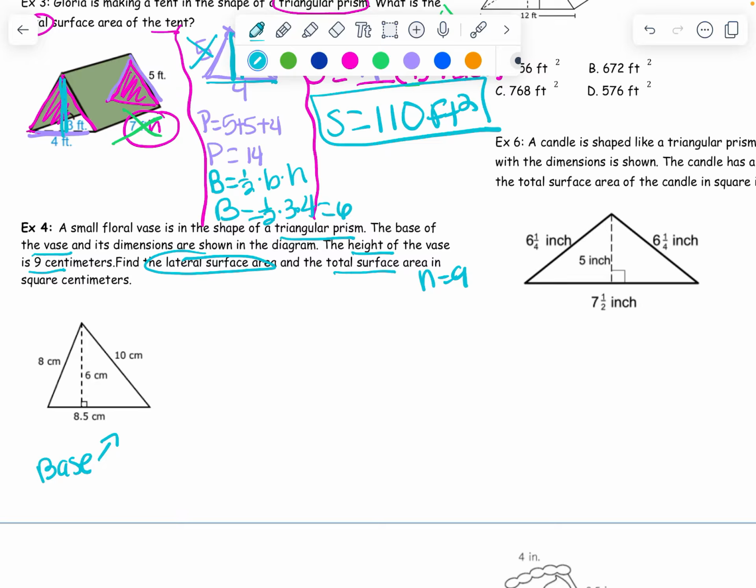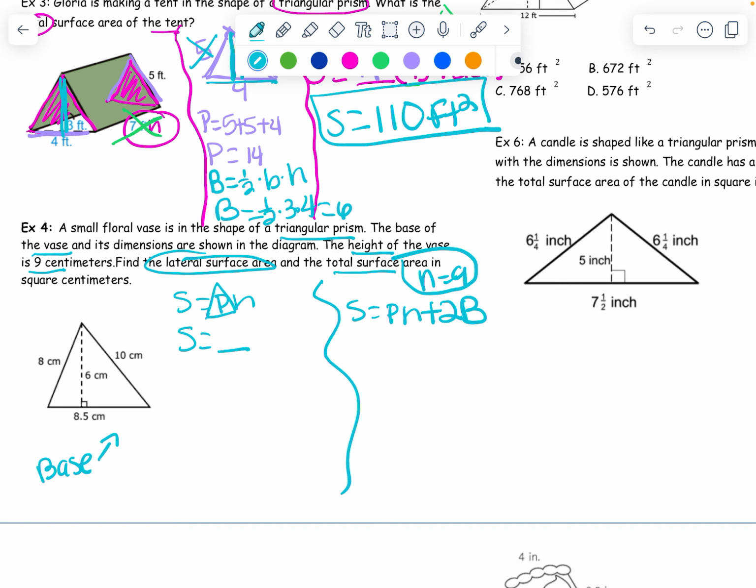Okay, so I'm going to go ahead and do lateral on one side, and then I'm going to do my total on the other. Then I'm going to circle that. So for my lateral, I know that the P is the perimeter, and I'm looking at just this triangle. I don't know that yet, but I do know that the height is 9, and that's what they told me right here. So I know it's going to be times 9.